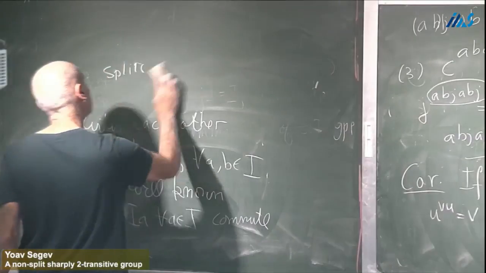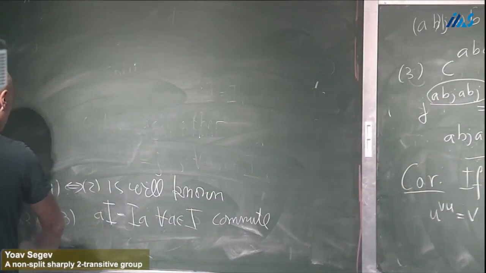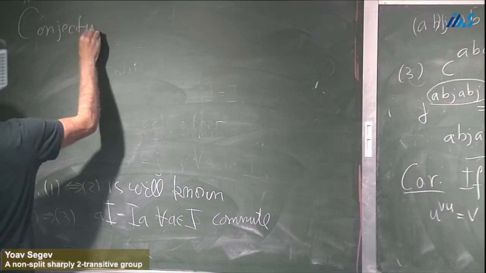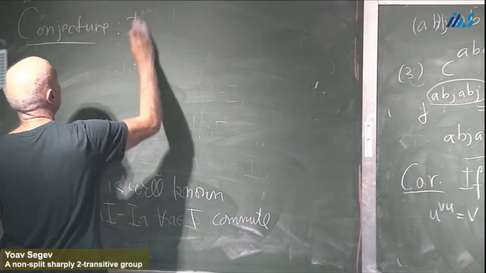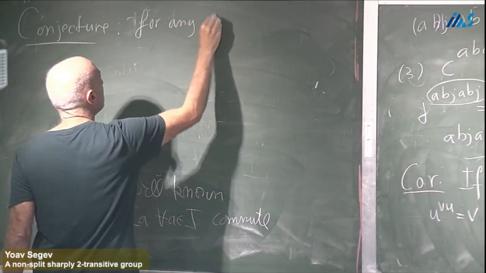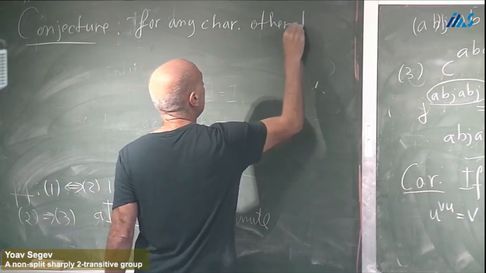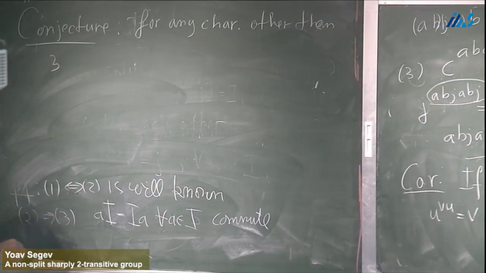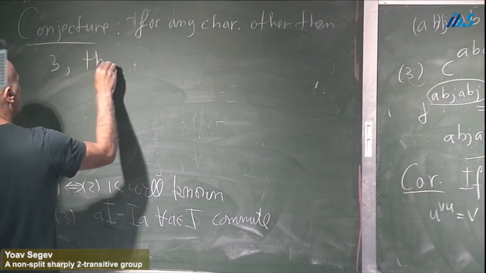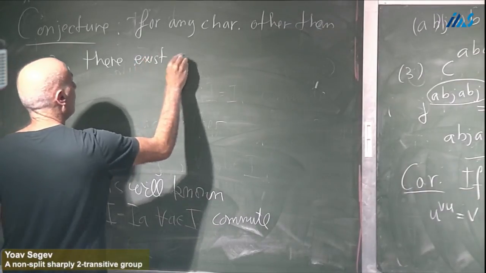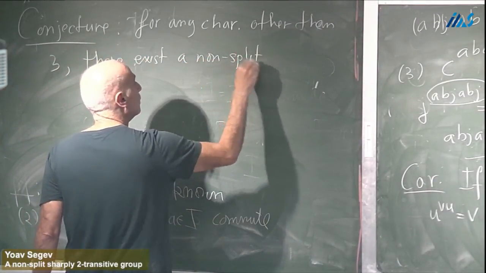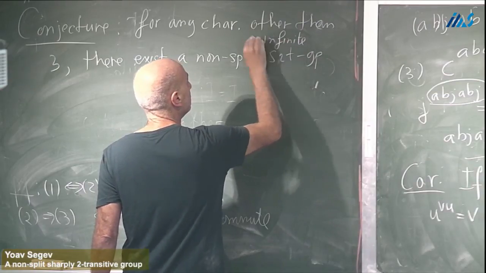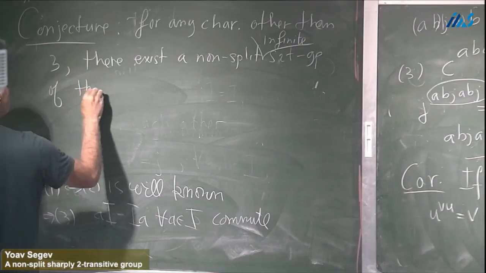And now I'm going to be bold and put a conjecture, contrary to maybe what Ilya would say. My conjecture is that for any characteristic other than 3, there exists a non-split sharply two transitive group, infinite of course, of that characteristic.